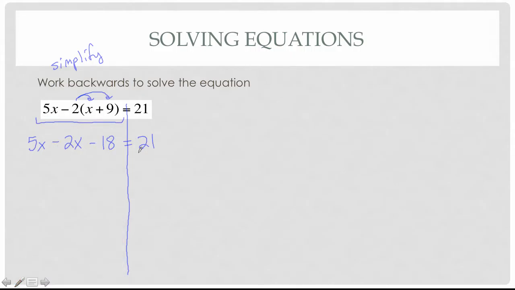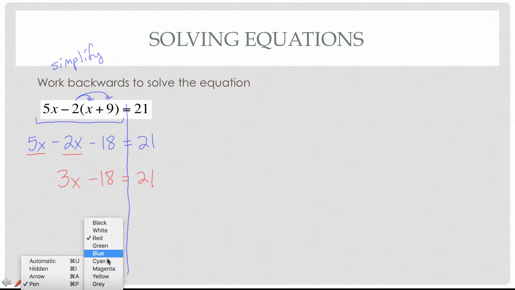Now I still want to combine like terms. I see a 5x and I see a -2x. Those have the same variables. I can combine those together to make 3x minus 18 equals 21. I'm feeling really good now because this is now a two-step equation. We worked on all these last week. I'm pretty good at these.